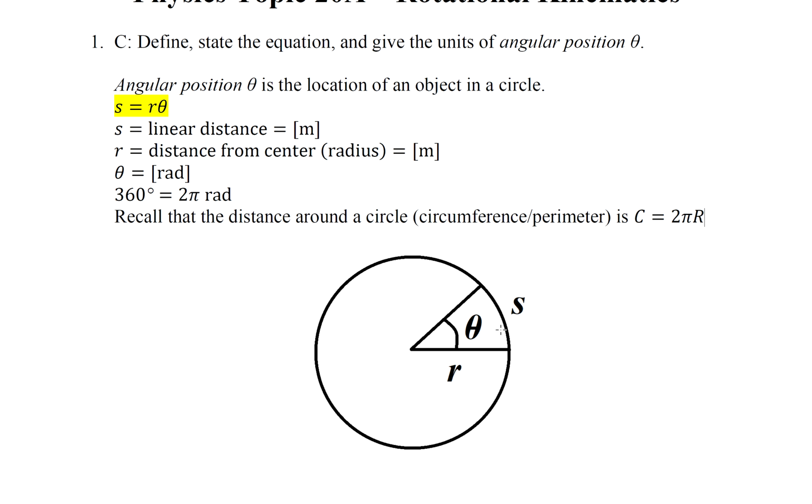So once again, theta is circular or angular position, and S is, I apologize, r is in meters on the right side, S is in meters on the left side. So theta is position, which has units of radians, which is not a real unit. So we could always just ignore it.